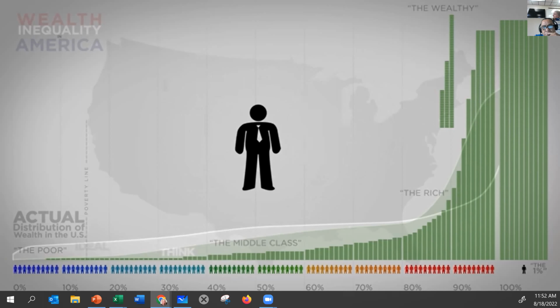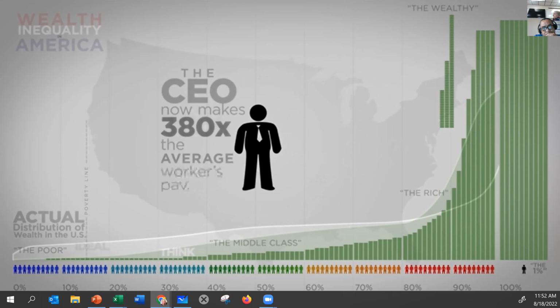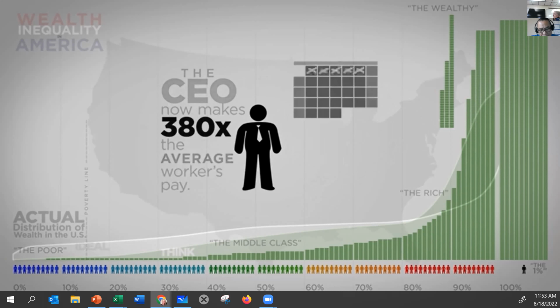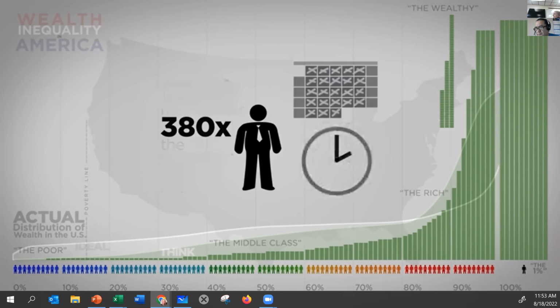They're just scraping by. I'm sure many of these wealthy people have worked very hard for their money. But do you really believe that the CEO is working 380 times harder than his average employee? Not his lowest paid employee, not the janitor, but the average earner in his company. The average worker needs to work more than a month to earn what the CEO makes in 1 hour.